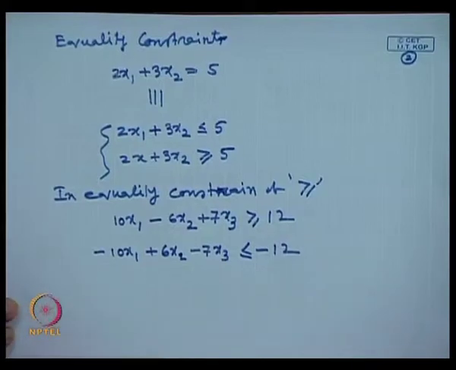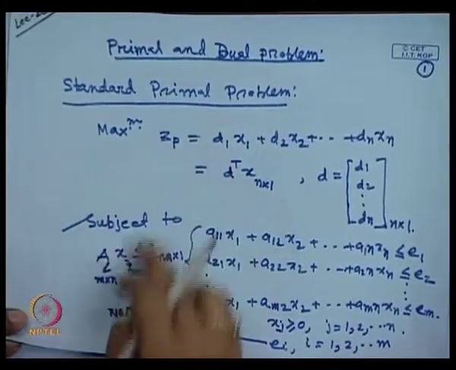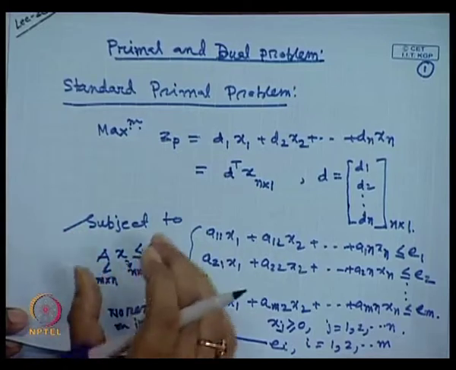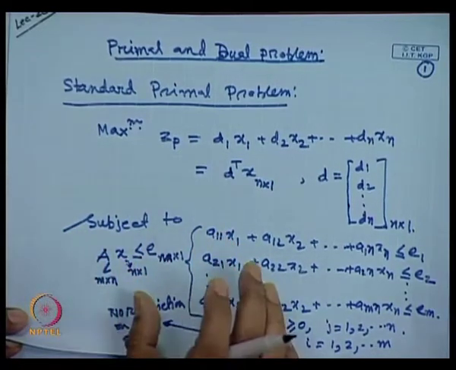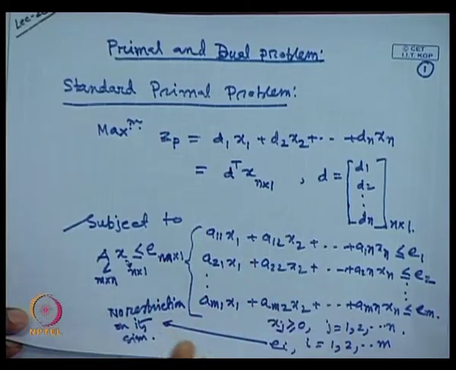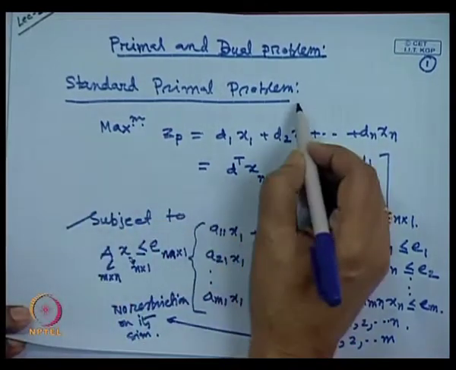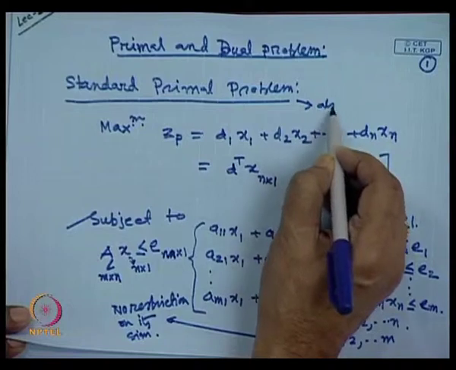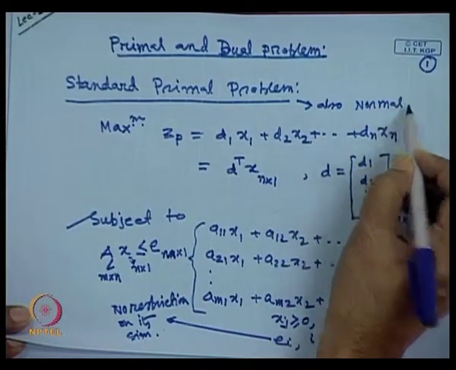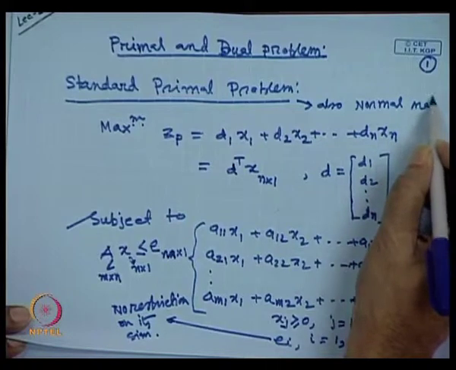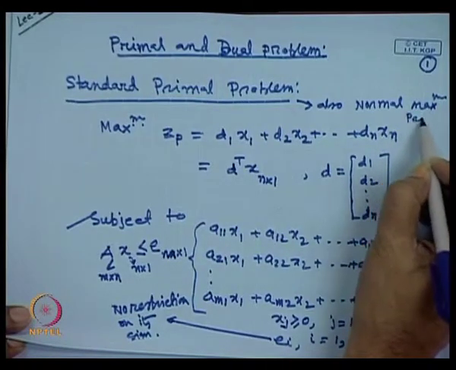This standard primal problem is also referred to as the normal maximization problem.